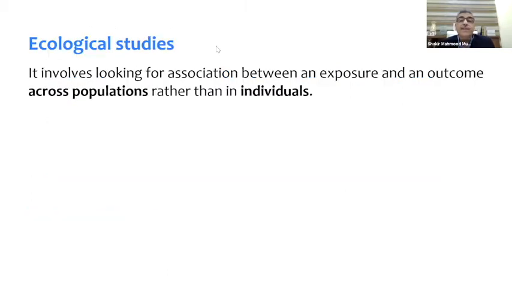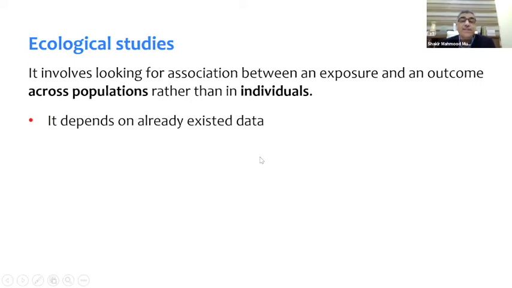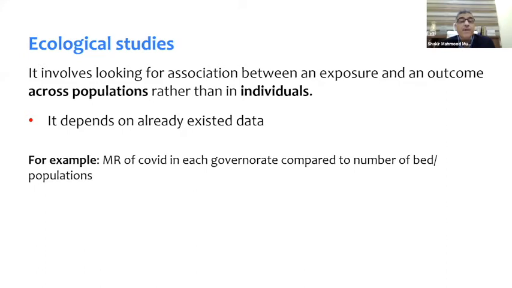The ecological study, without going into many details, is like the cross-sectional, but instead of doing it on an individual level, we are doing it on a population, and usually we do this study on already existing data, so it is very simple. For example, I want to find whether there is a link between the mortality rate of COVID in each Iraqi governorate and the number of beds per population in that governorate. So the data already exists and I will try to find a link between them.